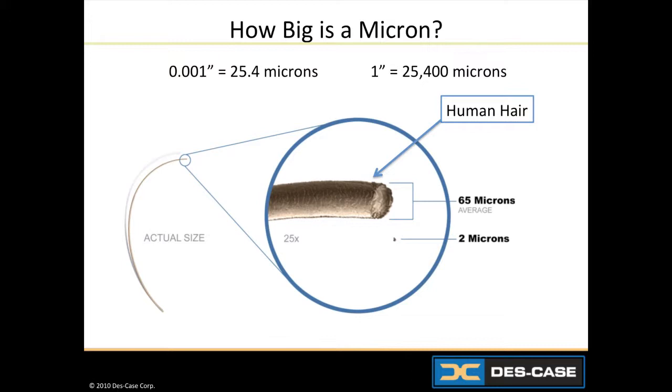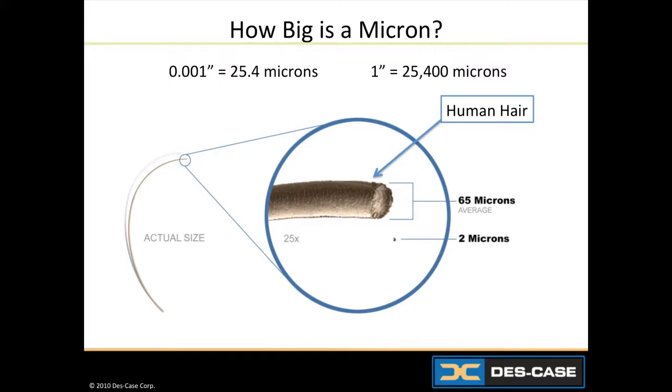So how big is a micron? We've been talking about microns. Our filters, we buy them based on the micron size. Good human vision can see about a 40 micron black dot on white paper. That's about the extent of really good human vision. A human hair is about 65 to 70 microns in diameter. So we're talking about particles that are the size of bacteria.